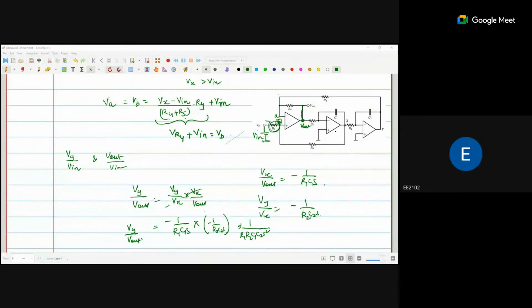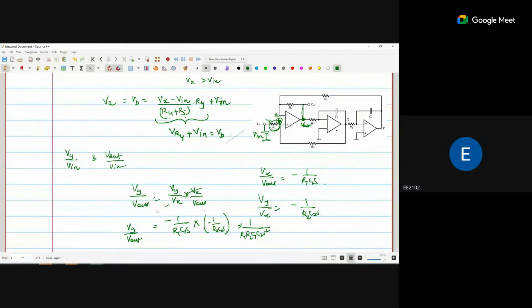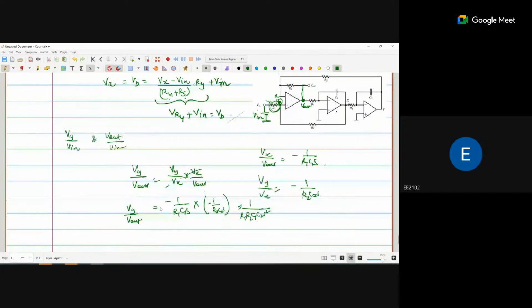Now if you have to calculate the Vy by V in, so what is the V out by V in? You calculate the voltage at VA terminal, and put VA is equal to VB. So you will get the equation of V out by V in.